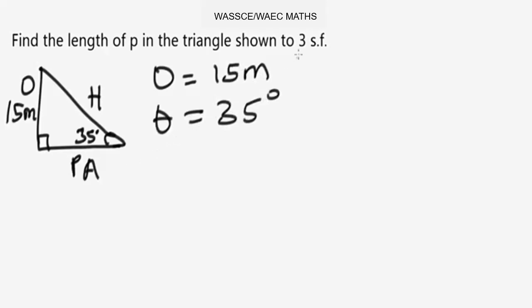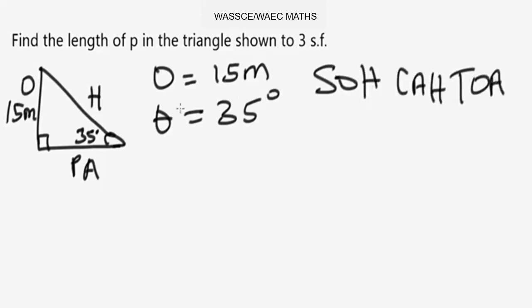Now from this formula, SOHCAHTOA, let's determine the one we're going to use, whether it's SOH, CAH or TOA. From these parameters, we have the opposite, and we're looking for the adjacent. This shows us that we're going to use TOA, because TOA has opposite and adjacent, and it involves the parameters in this question.